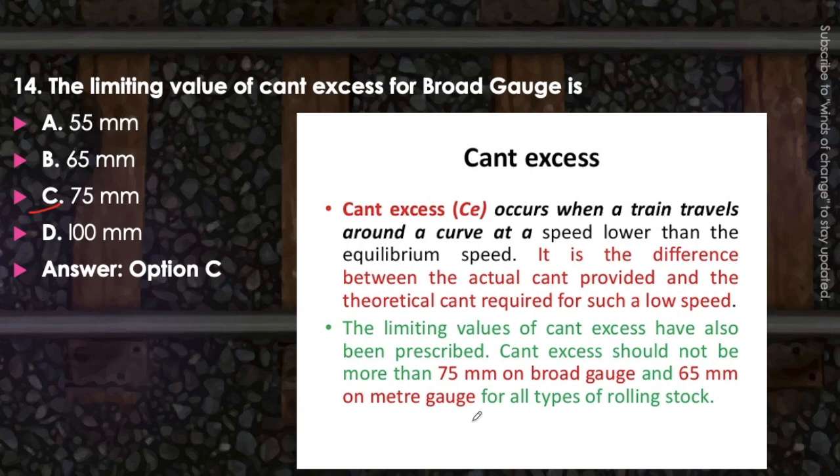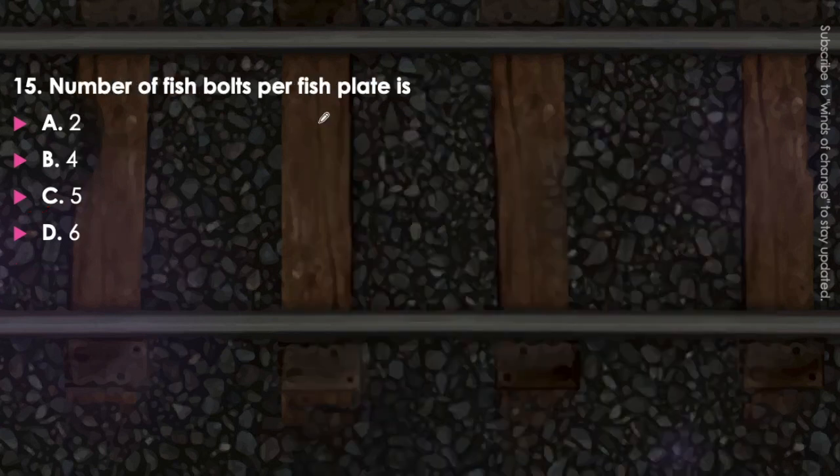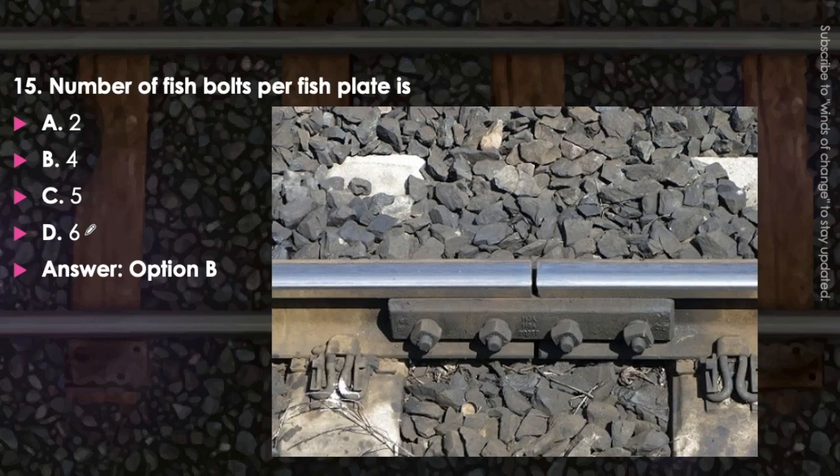Next question. The number of fish bolts per fish plate is 2, 4, 5 or 6. Think about it. How many fish bolts are provided per fish plate? Fish plates are used to connect two rail sections at their ends. So the number of fish bolts provided will be option B, that is 4. You can see here, this is the fish plate and these are the fish bolts, provided to join these two rails together.